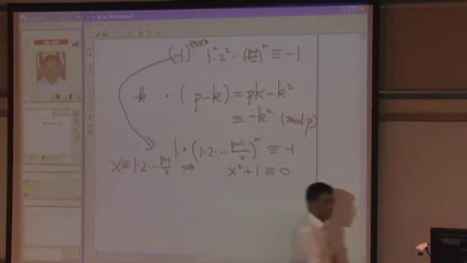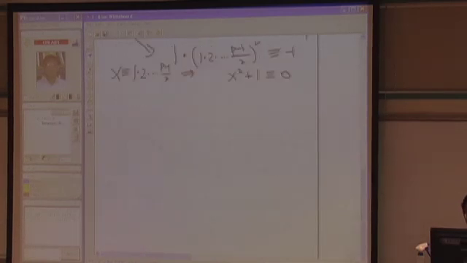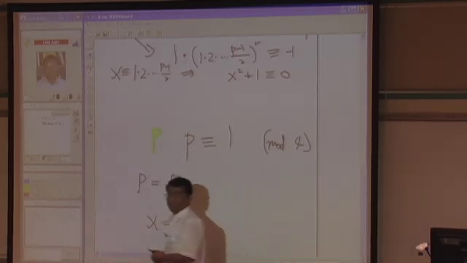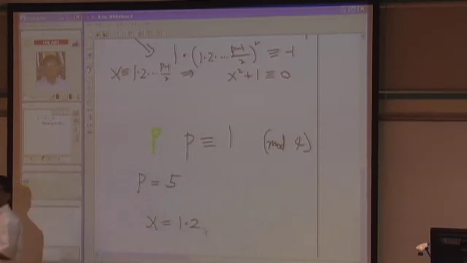So let's make up an example. What prime has this congruence? Some prime having this congruence. So please find some prime having this congruence. What number? P is what? 5, right? Then, because of this fact, what is x? X should be equal to what? 1 times up to p minus 1 over 2. P minus 1 is 4, over 2. 2 is the solution. 2 squared is what? 4. 4 plus 1 is what? 0, mod 5.